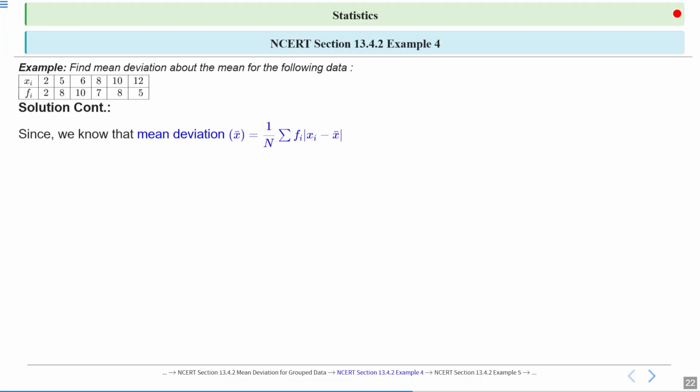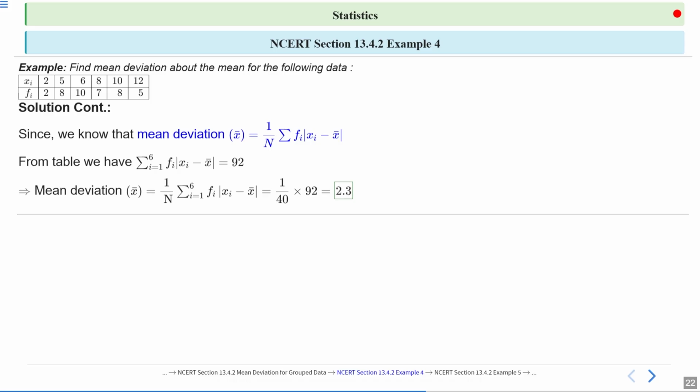Since we know that mean deviation is equal to 1 by n summation fi times mod of xi minus x bar. From the table, we have summation i equal to 1 to 6, fi times mod of xi minus x bar is 92. So it implies mean deviation about x bar equals 1 by n summation i equal to 1 to 6 fi times mod of xi minus x bar. This is equal to 1 by 40 times 92, and this is equal to 2.3. So the mean deviation about the mean for the following data is 2.3, and this is our final answer.